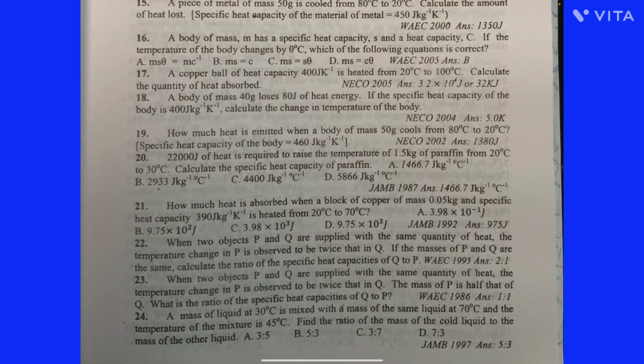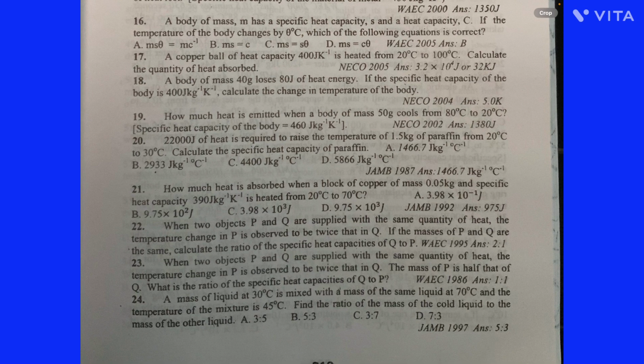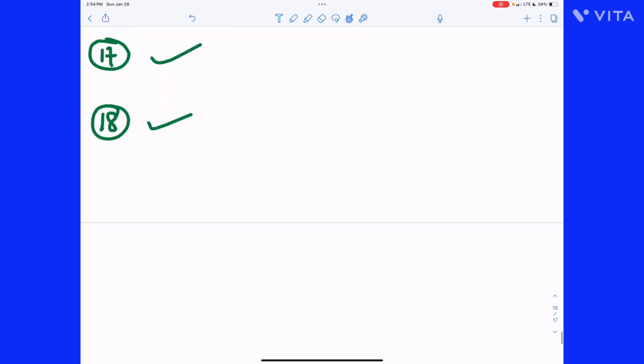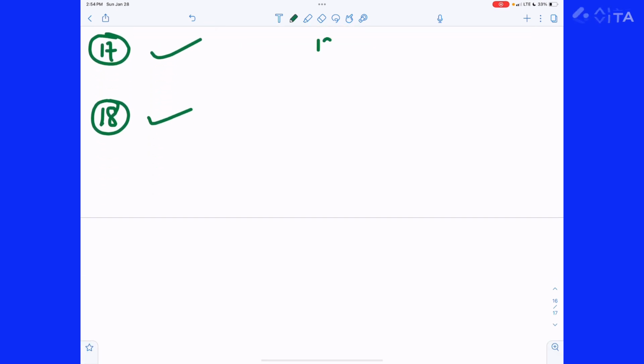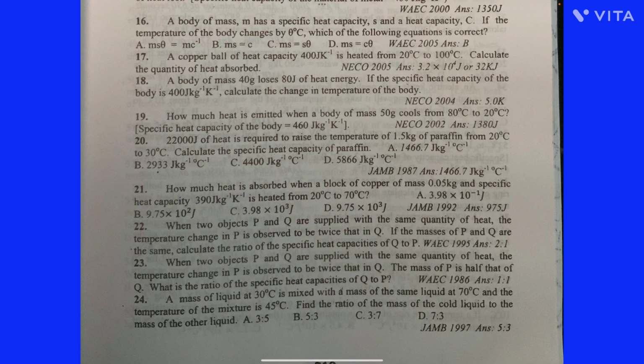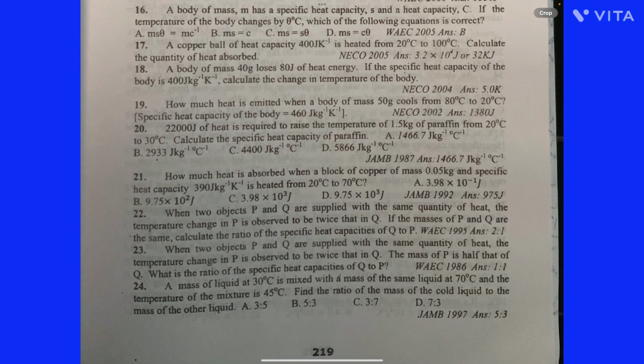You did that yourselves. How much heat is emitted when a body of mass 50 grams cools from 80 to 20? Specific heat capacity of the body is given. That's also an exercise. We've done many questions like that. Okay, let's move on. 22,000 joules of heat is required to raise the temperature of 1.5 kilograms of paraffin from 20 degrees Celsius to 30. Calculate the specific heat capacity of paraffin.